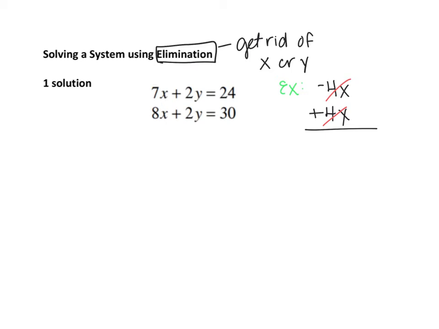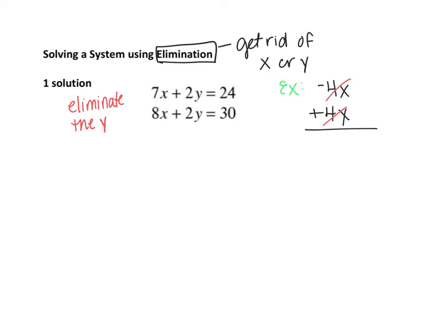So we're going to look at this example here. We have 7x plus 2y equals 24, and 8x plus 2y equals 30. Hopefully what you notice right away is that the y values are really close to being opposites. They're both the number 2. So I'm going to choose to eliminate y. Now, how are we going to do that? Remember, we need one to be positive, one to be negative in order for them to go to 0.